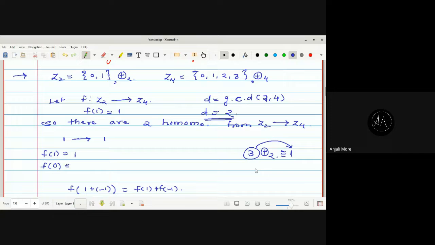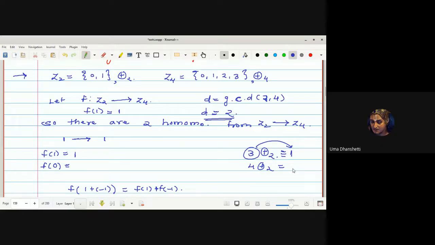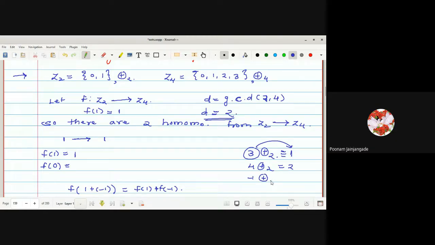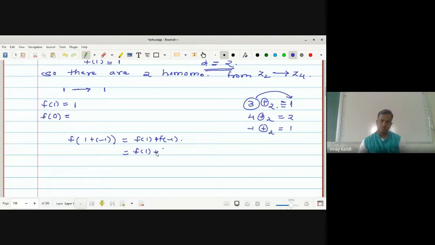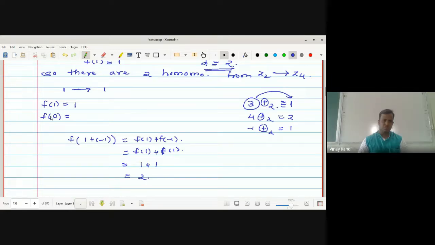Is it correct? Yes, sir. 4 is equivalent to, minus 1 is equivalent to 1. Very good. So this is f of 1, since f is a homomorphism, that is why it preserves the operation. What is the value of f of 1? It is 1. So f of 1 plus f of 1 is equal to 2. So what is f of 0? 2.